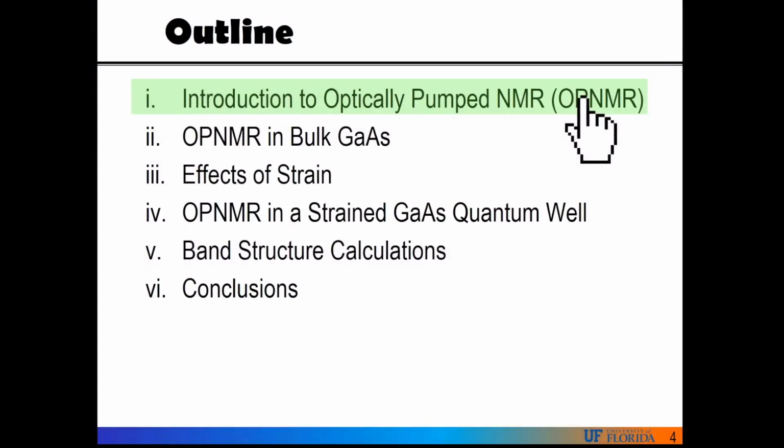Okay, so here's a brief outline of what I'll be talking about today. For those of you who are not familiar with OPNMR, optically pumped NMR, I have a brief tutorial on that, and then we'll progressively go from bulk gallium arsenide OPNMR to the effects of strain and quantum confinement introduced in a multiple quantum well structure, and then we'll see if we can understand the photon energy dependence of OPNMR using band structure calculations by the Stanton group.